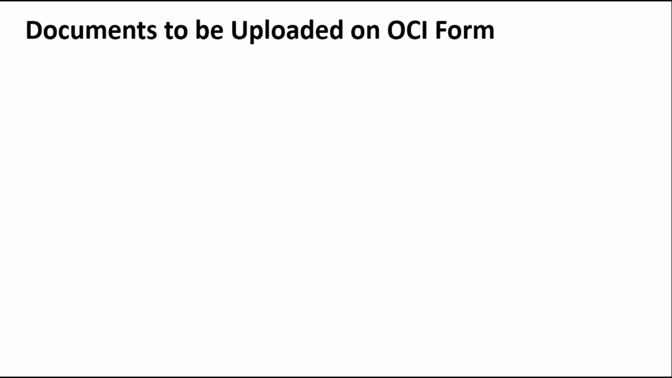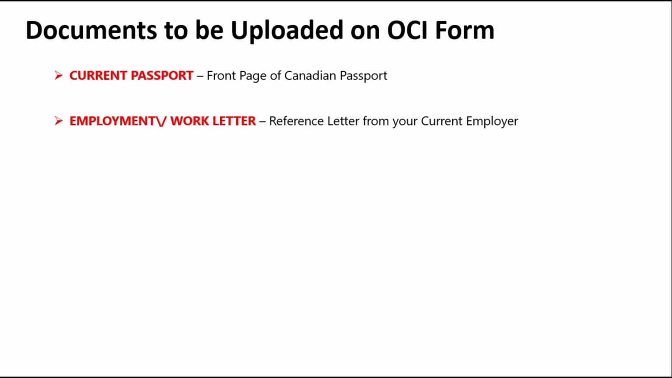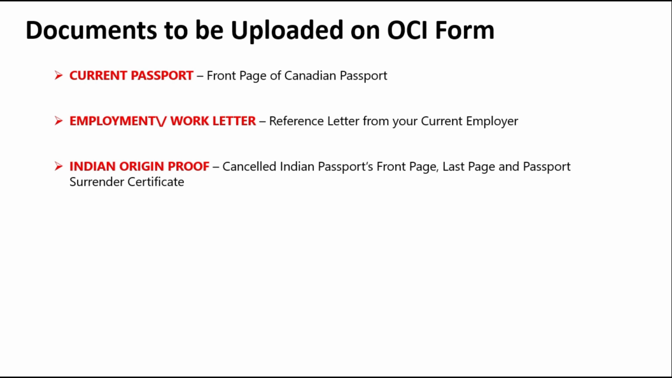The first one is your current passport. You need to upload a copy of the front page of your Canadian passport. Employment work letter. This letter has to be from your current employer, stating that you have been working with this company from this date at this position. This need not have your salary package listed, but it has to be on a company letterhead. And even if it is not signed or stamped, that's fine. Indian origin proof. This consists of 3 pages. The first page is the front page of your cancelled Indian passport, which should show the cancelled stamp. The last page of your cancelled Indian passport, as well as the passport surrender certificate provided by the consulate.